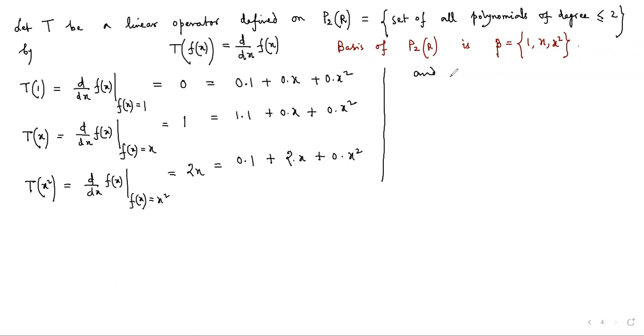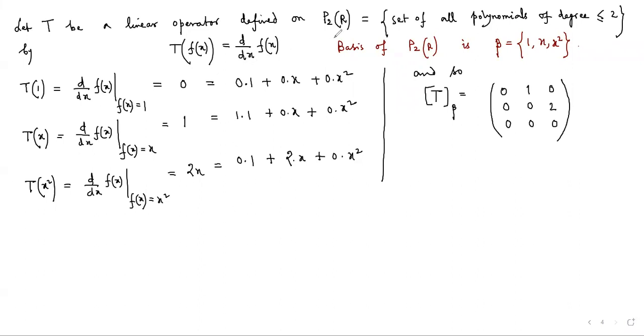And so the matrix representation of T with respect to beta is given by writing all these elements column-wise, as we all know. So we'll write 0, 0, 0, then go to the next one. We get 1, 0, 0, and the next, 0, 2, 0. This is our matrix.